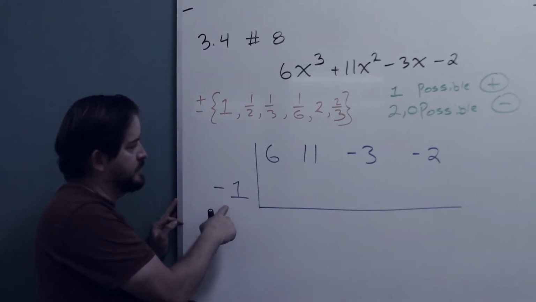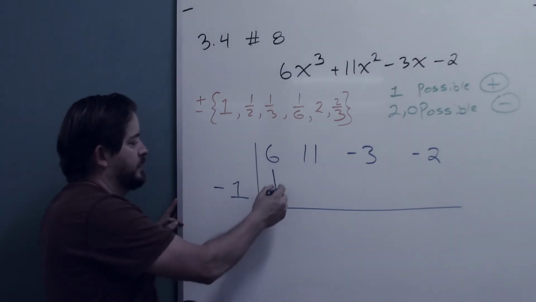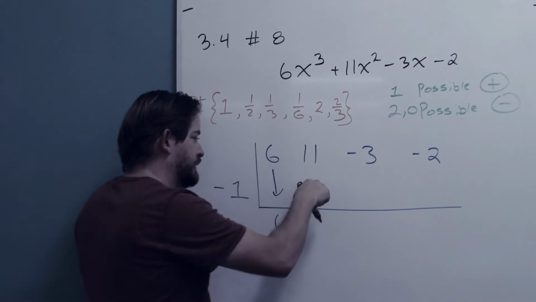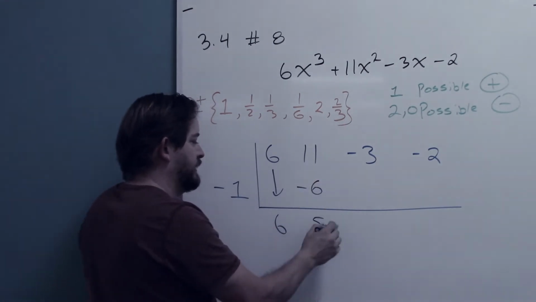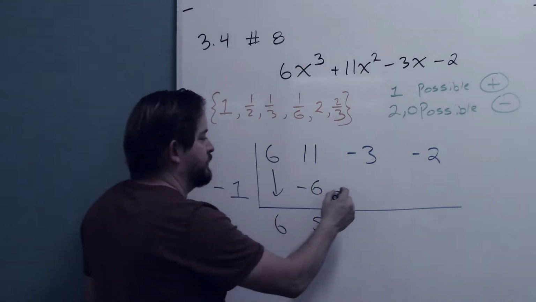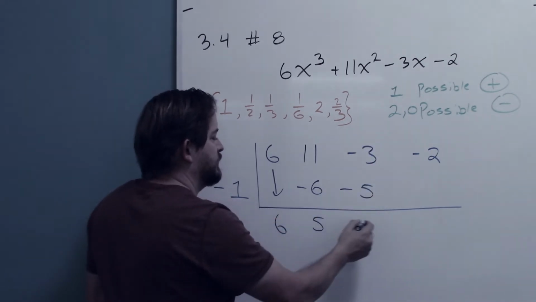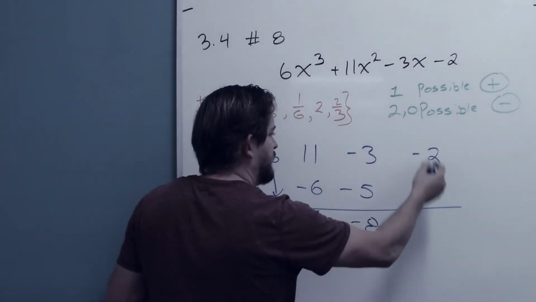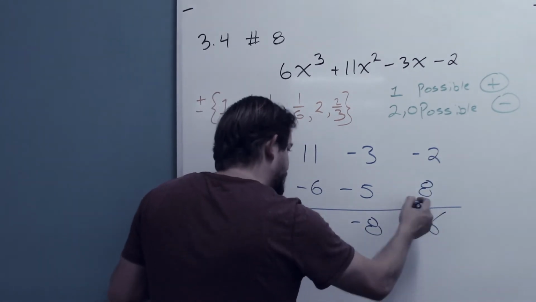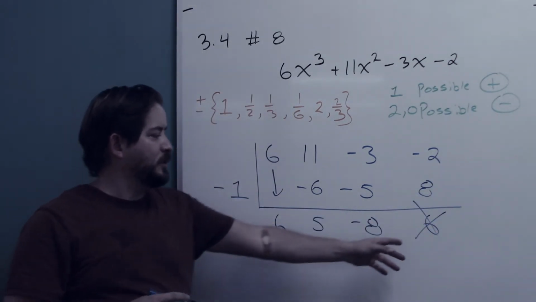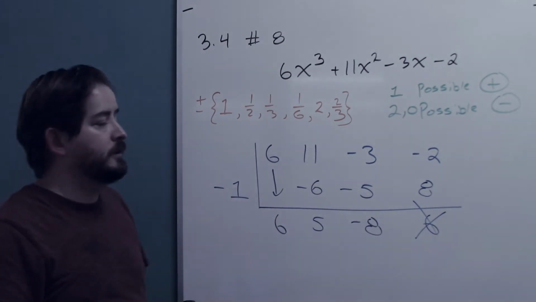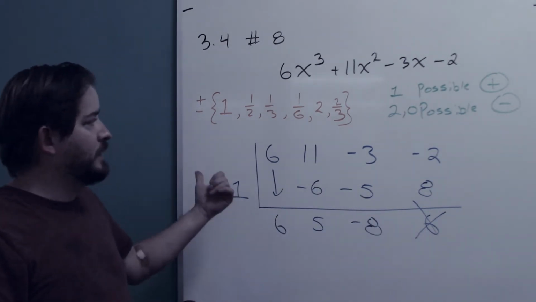It's always the opposite sign. The 6 drops down. 6 times negative 1 is negative 6. 11 minus 6 is 5. Times negative 1 is negative 5. These give me negative 8. Times negative 1 gives me an 8. And negative 2 gives me a 6. If that's not a 0 in that last spot right here, then it didn't work, right? It's not a 0. So 1 is out.